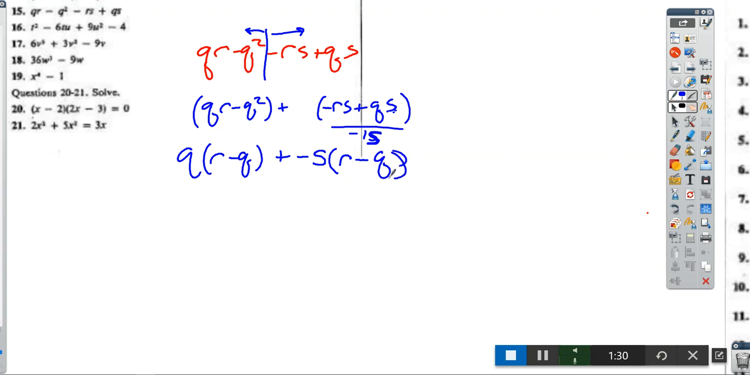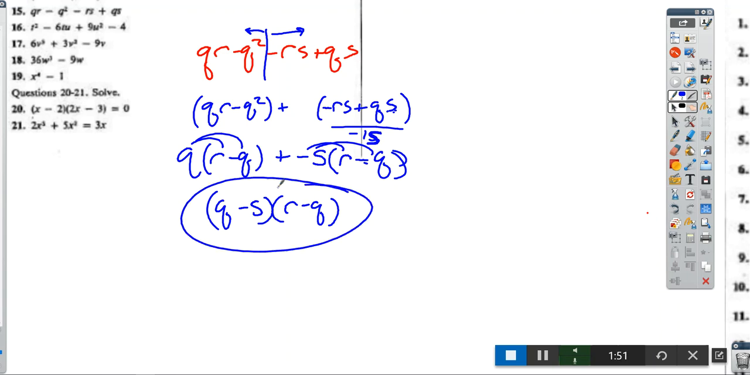Check it out. The binomials are the same thing, and now it's the same problem as before. So I can put the Q and the minus S in one parentheses, and I can have the R minus the Q in the other. And that will get the same thing, my same rainbows and smiley faces. So there's our answer.